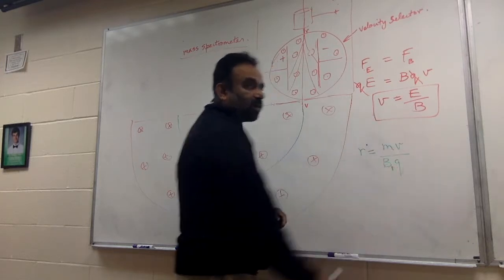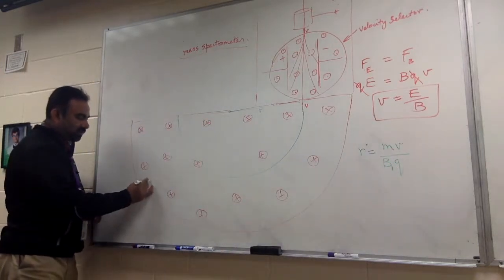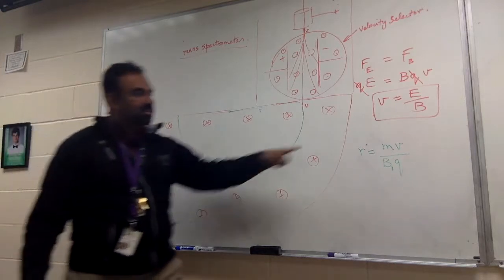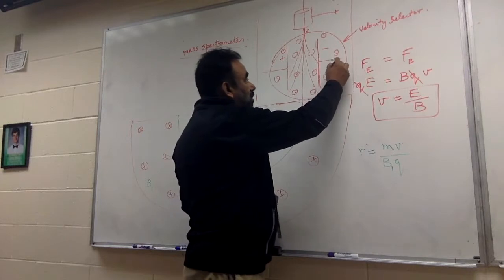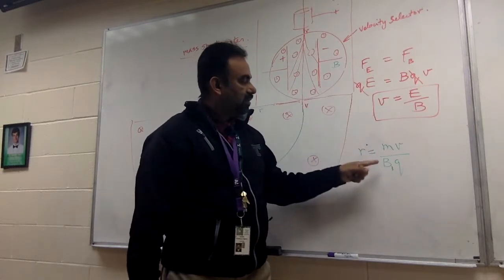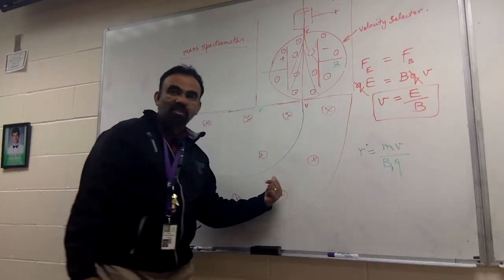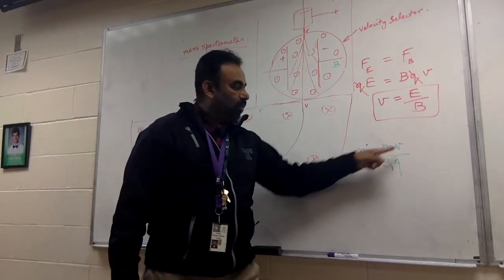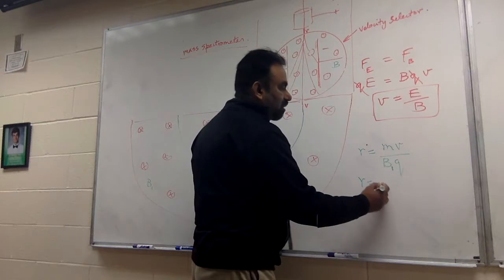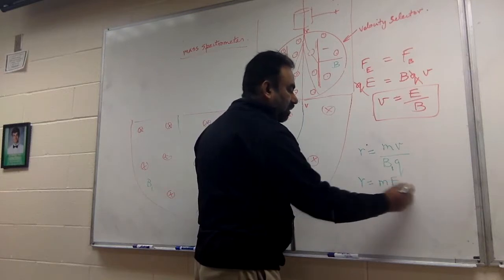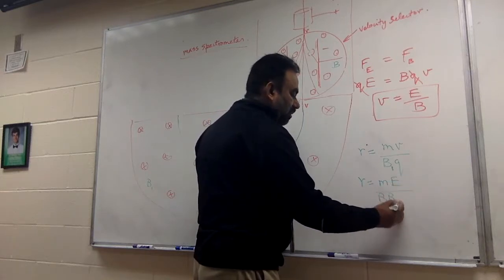Now this B is different compared to that B. So let me call it B1, because there's a different B here. There's one B here, that's B, and this one is B1, which is into the board. So what is v? Substitute that here. So r is equal to mE over B B1 q.